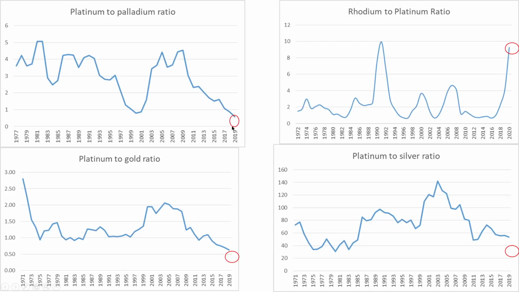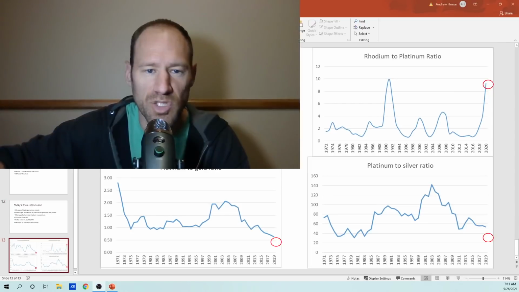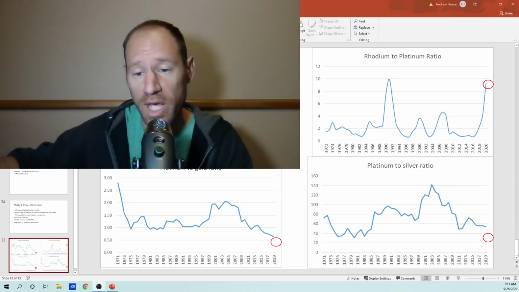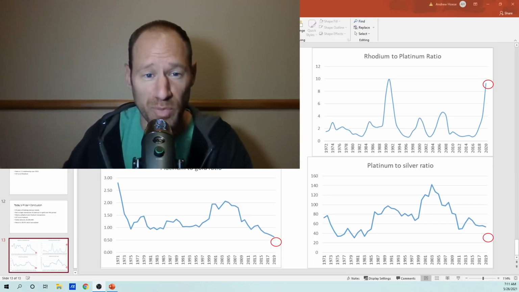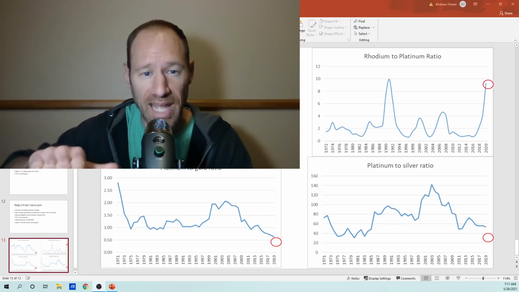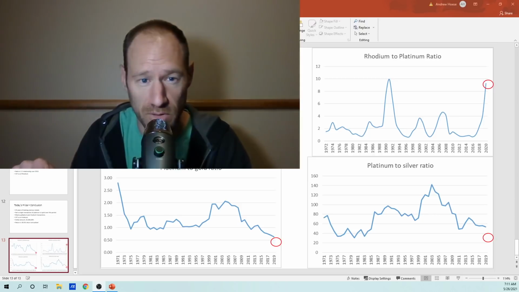Platinum to palladium ratio is cheap for platinum. Platinum to gold ratio is cheap for platinum. Platinum to silver ratio is cheap for platinum. Rhodium to platinum ratio, platinum's cheap to rhodium. So by looking at these charts, it is saying that platinum is cheap to all the other metals by a long shot. And in 2020, we were below the cost curves of the high cost producers. That is the lowest risk entry point ever. It even got below the medium cost producers.